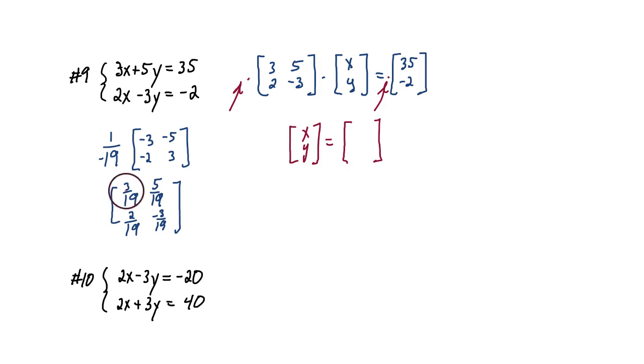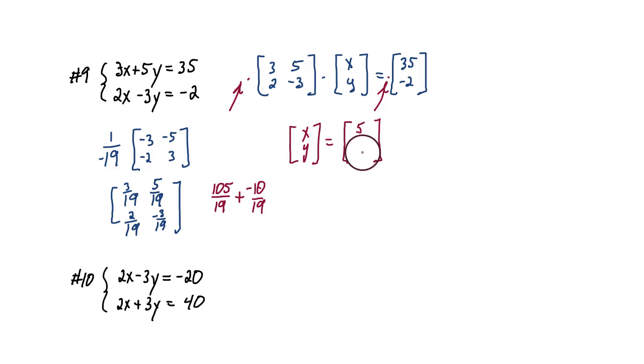Okay, let's do the multiplication. 3/19 times 35 is 105/19 plus 5/19 times -2 is -10/19. When you add these together, it's 95/19. Now, does 95/19 reduce? And it does. That just makes 5. So instead of writing 95/19, I'm just going to put 5 there.